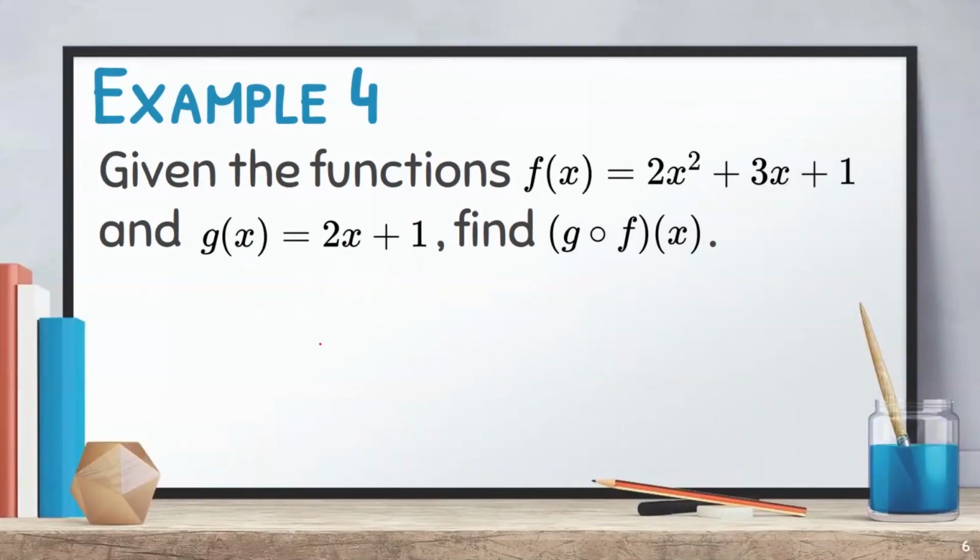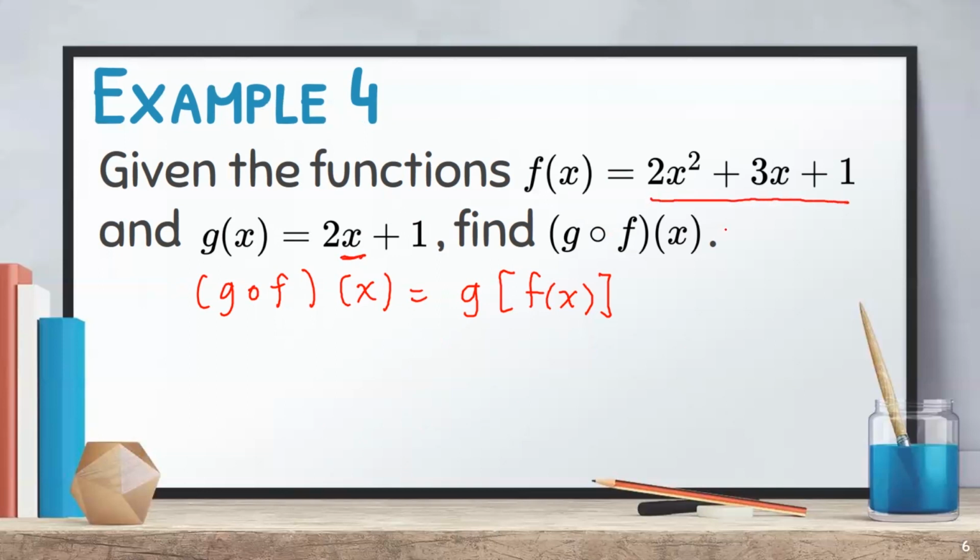For the last example, given the functions f of x equals 2x squared plus 3x plus 1 and g of x equals 2x plus 1, find g composition of f of x. So here, g composition of f of x is equal to g of f of x. So from here, notice that we need to change the x on the g of x by the f of x, which is 2x squared plus 3x plus 1. So this x will be changed into this function.